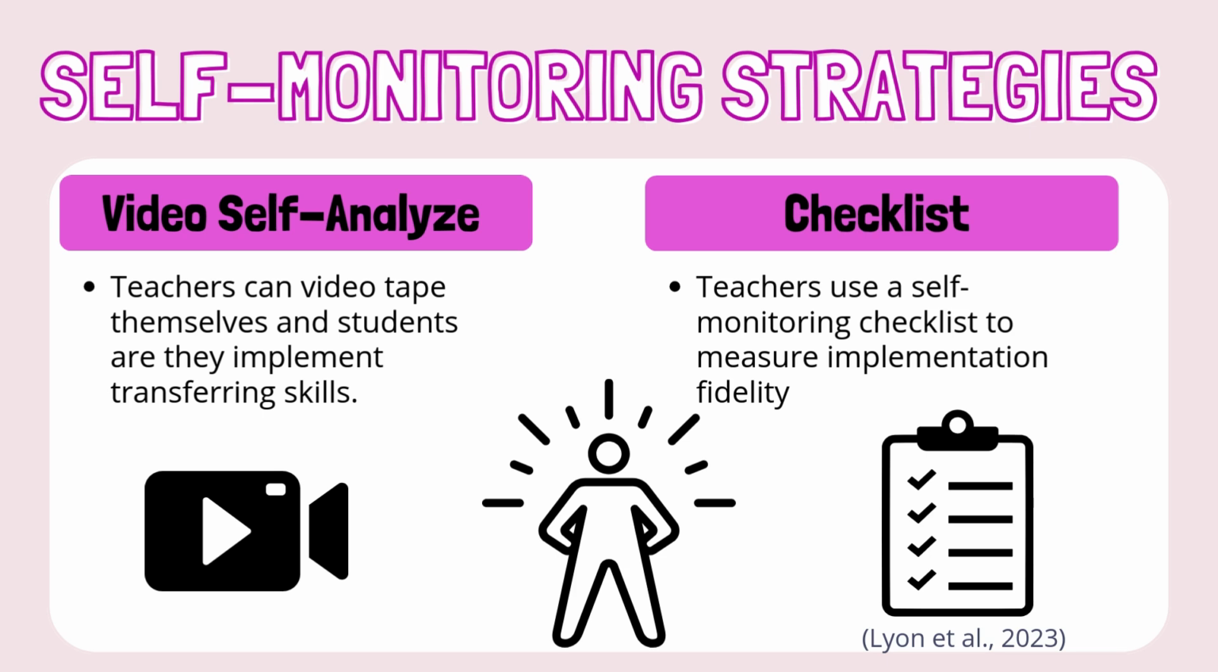Another way that you can self monitor is through the use of a checklist. You could have a checklist that measures implementation fidelity. So you could say, these are the three steps I'm going to do. Did I actually do them? And if I did, what went well and what could I improve on?